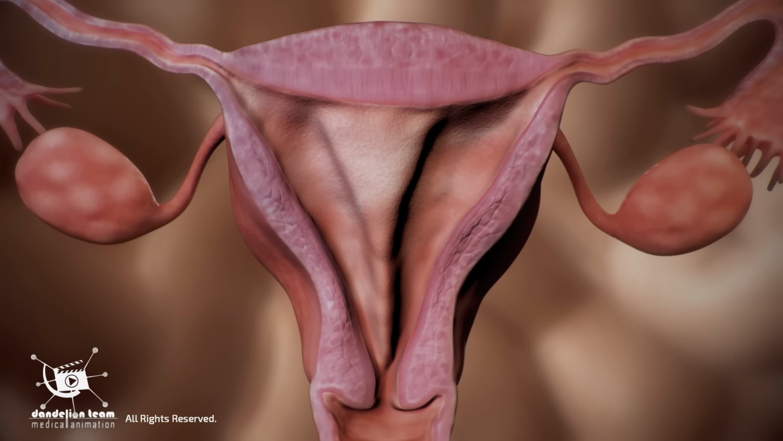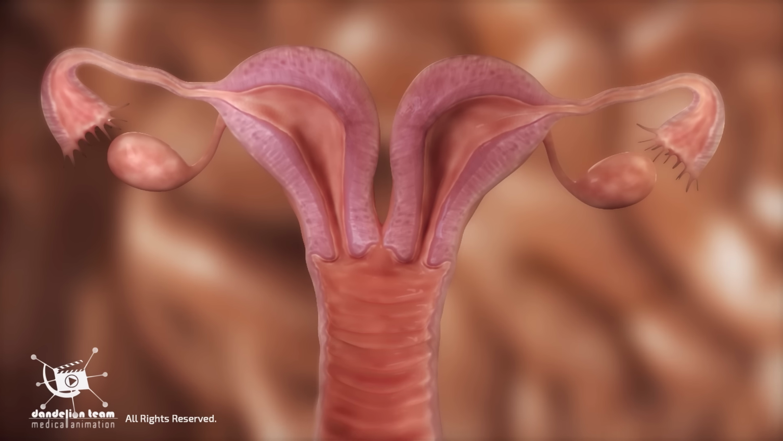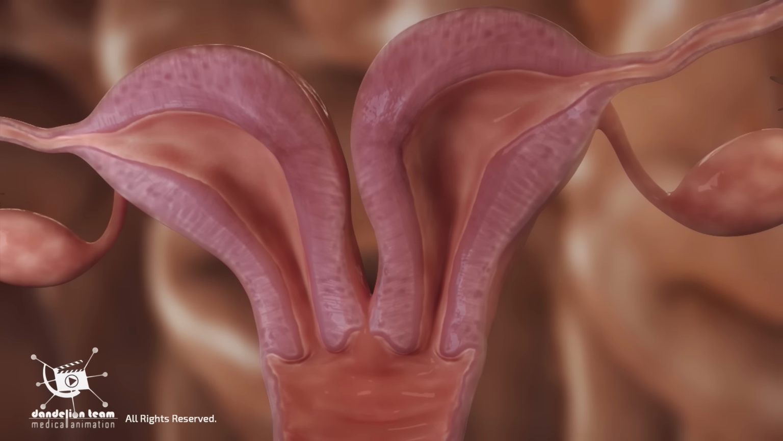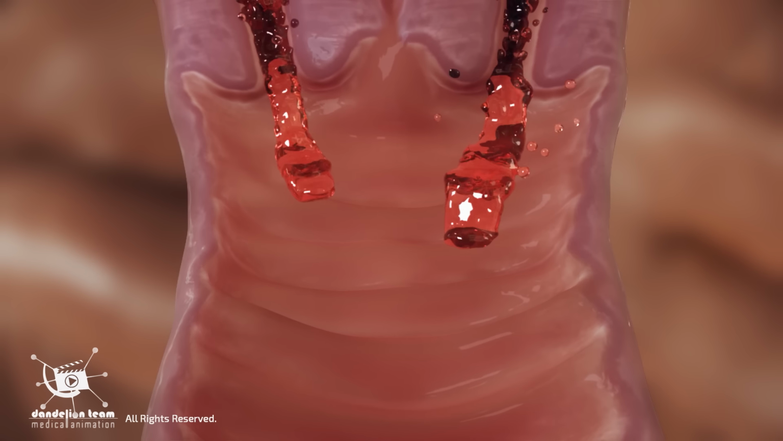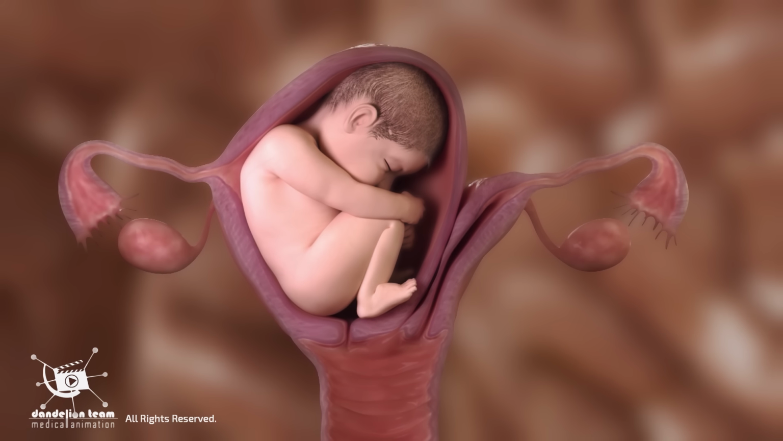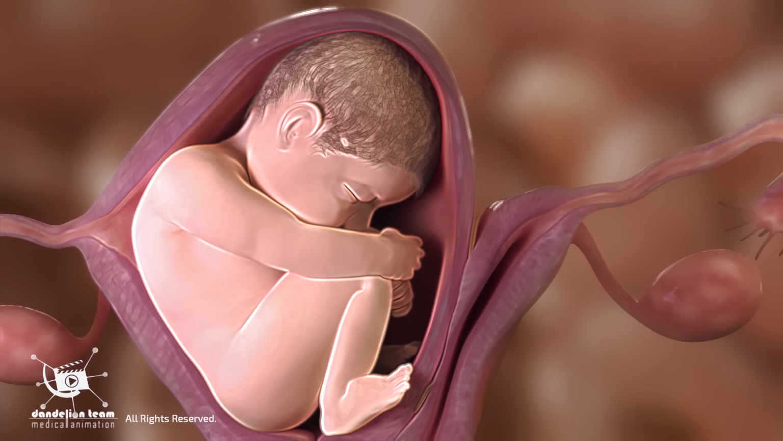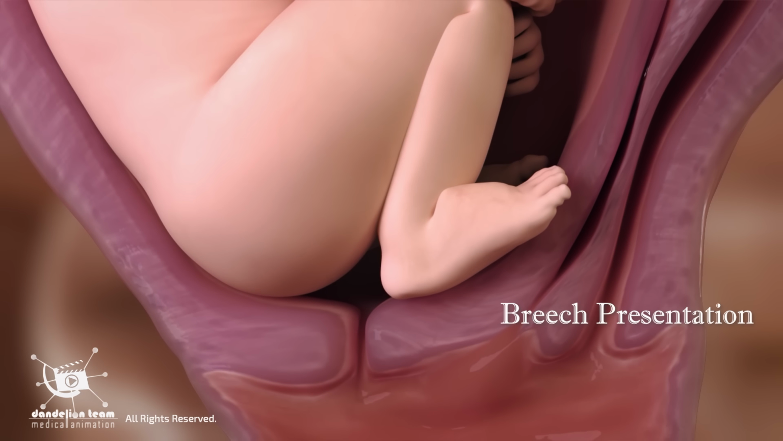Unlike other uterine anomalies where the separation is partial, uterus didelphys involves a complete duplication of the uterine structures. Although it may sound dramatic, many women with this condition experience normal menstrual cycles and can have successful pregnancies. However, depending on the specific anatomy, there may be a slightly increased risk of miscarriage, preterm birth, or breech presentation.